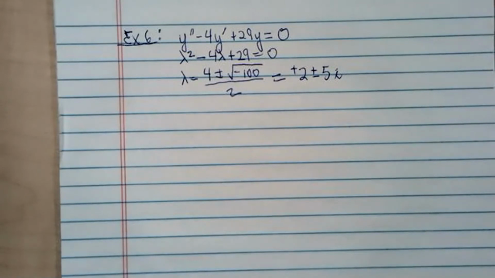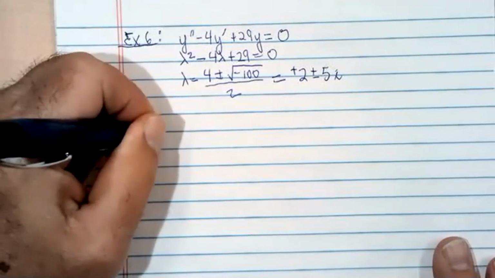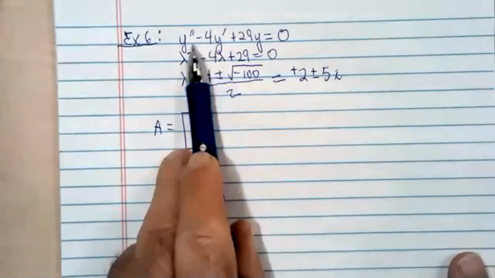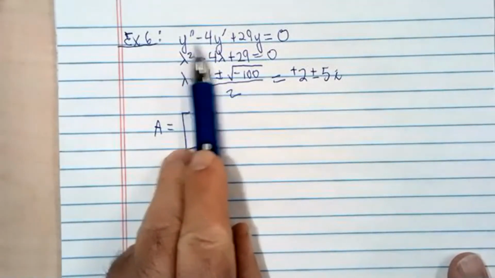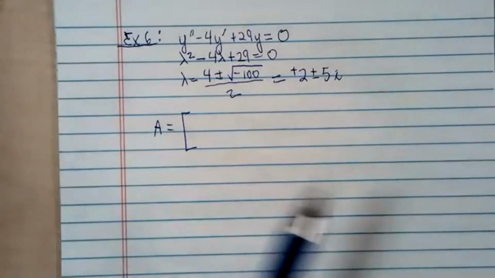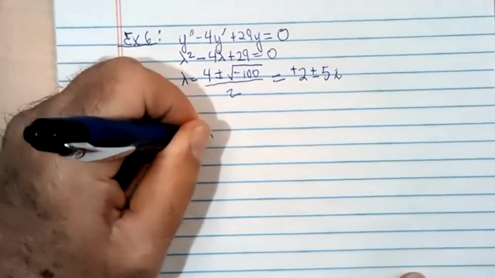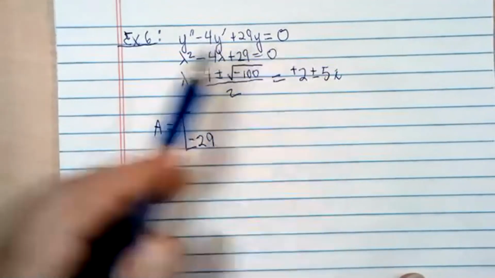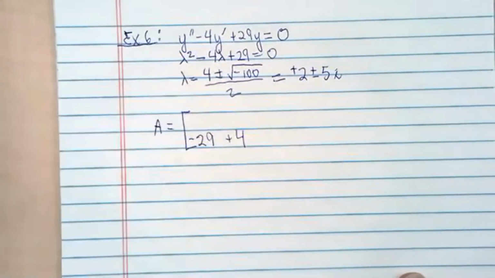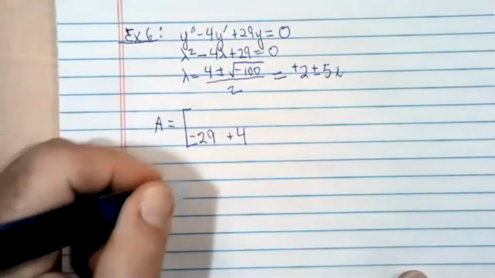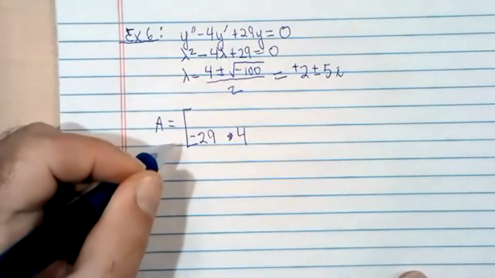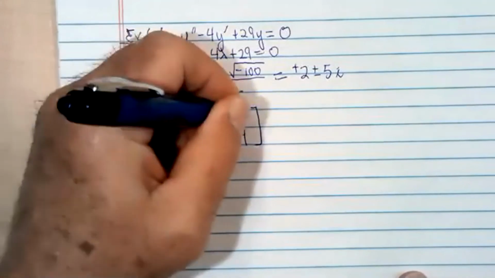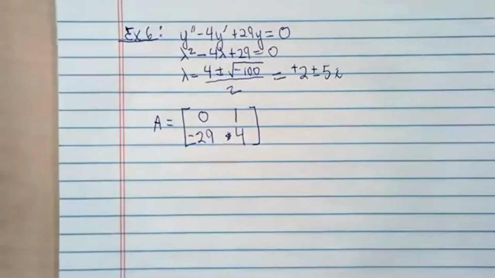Okay, so let's write down our matrix A. The bottom row comes from the original ODE. So when you push those things on the other side and reverse their order, you get minus 29 is going to be the coefficient on y1 over here, and then plus 4 is going to be the coefficient on y2 over on the other side of the equation. And then, having done this enough times now, we know you always just get 0, 1.